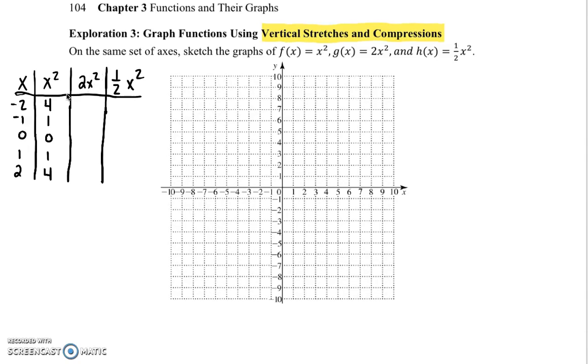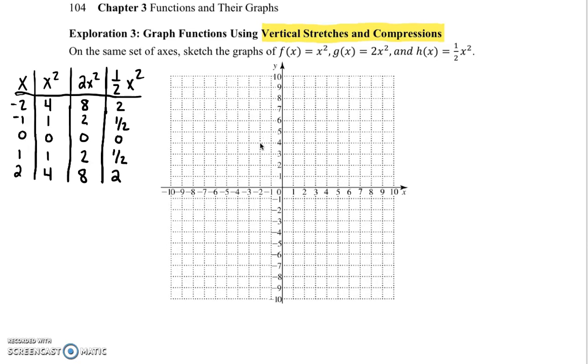Okay, for 2x squared, we just take x squared and multiply it by 2. So we get 8, 2, 0, 2, 8. And then for 1/2 x squared, we take x squared and divide it by 2. So we get 2, 1/2, 0, 1/2, and 2. So let's plot all those and see what happens.